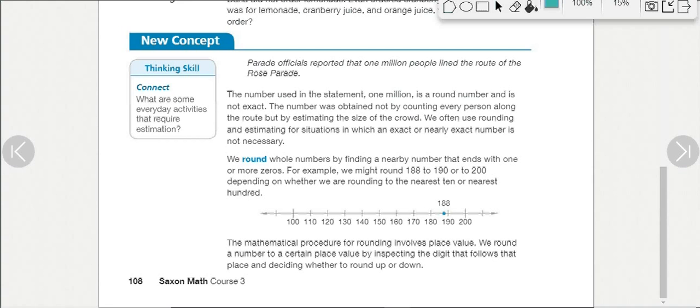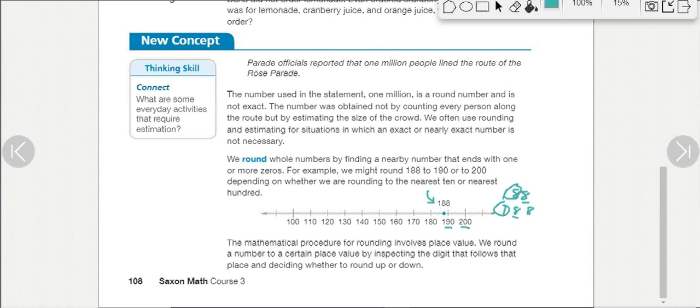I know about doesn't seem like a right answer, but if it asks you to estimate, then it is. When we round, we're finding a nearby number that ends in a 0 or more, so it's nice and clean. If we have 188, you can round that a few ways. It's going to round up to 190, or even round up to 200, depending on are we rounding to the nearest 10 or the nearest 100. Both would be up because 8's bigger than 5. In both cases, it's 8 we're looking at.